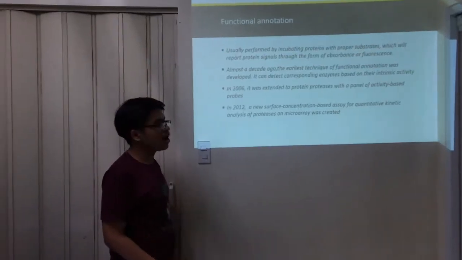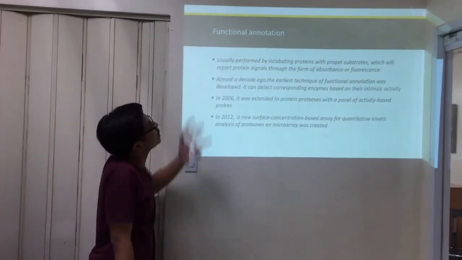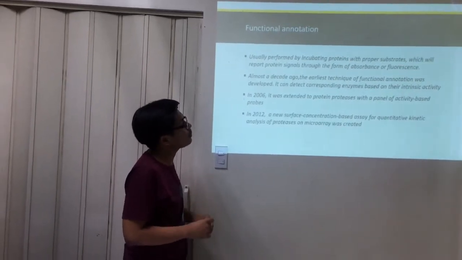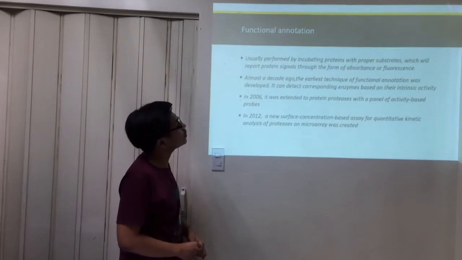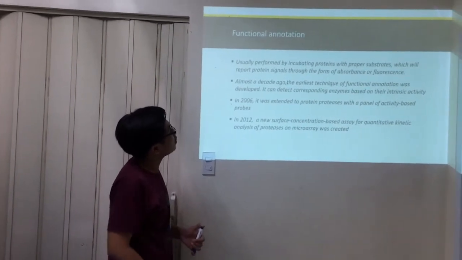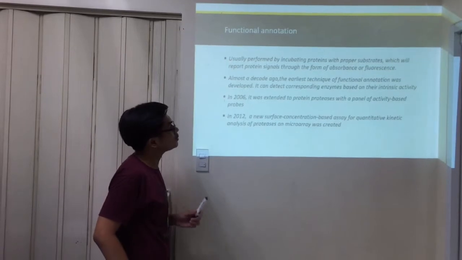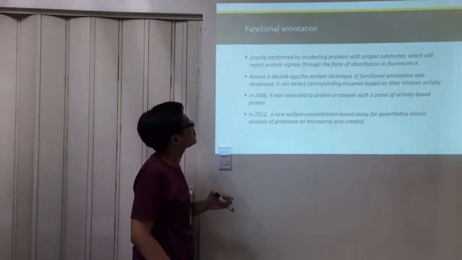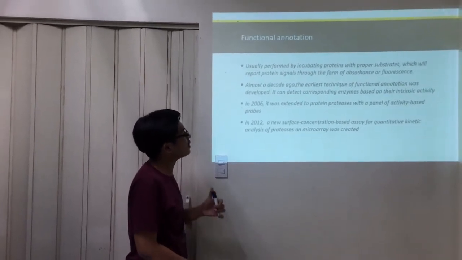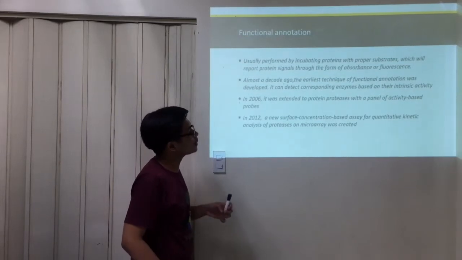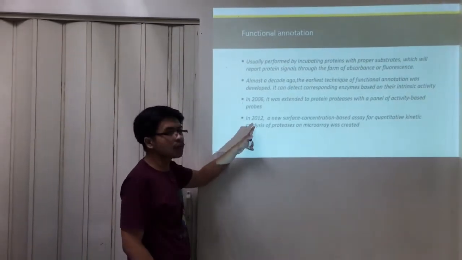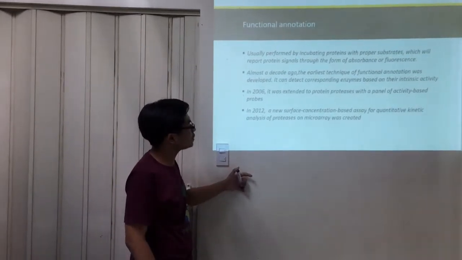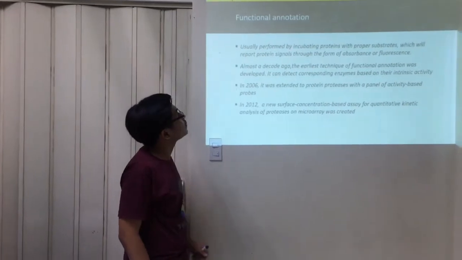We consider another advancement in biotechnology, which is functional annotation. Functional annotation is usually performed by incubating proteins with proper substrates, which will report protein signals in the form of absorbance or fluorescence. Almost a decade ago, the earliest technique of functional annotation was developed. It can detect corresponding enzymes based on their intrinsic activity. In 2006, it was extended to proteases with a panel of activity-based probes. Recently, in 2012, a new surface concentration-based assay for quantitative kinetic analysis of proteases on microarray was created.